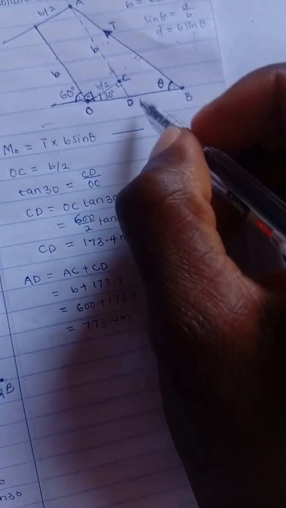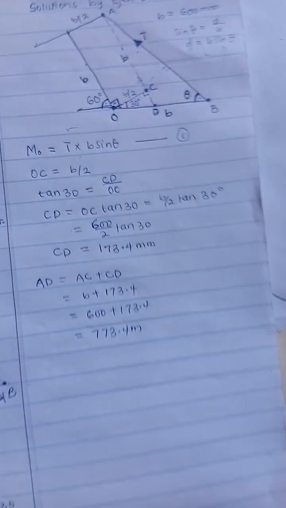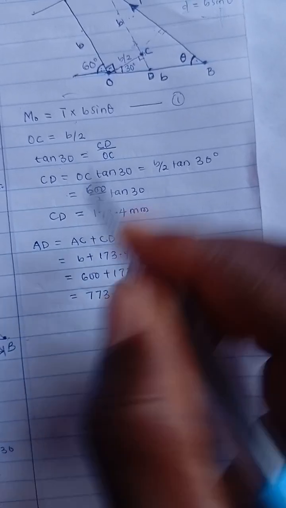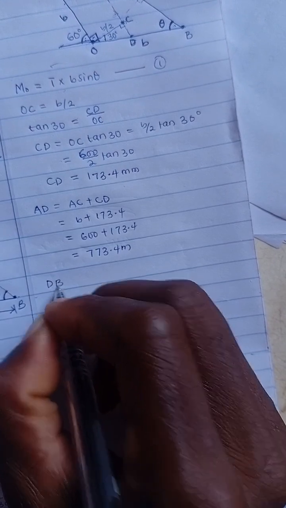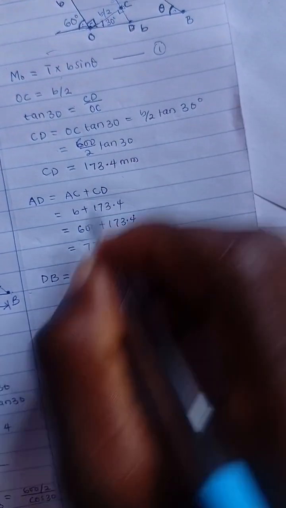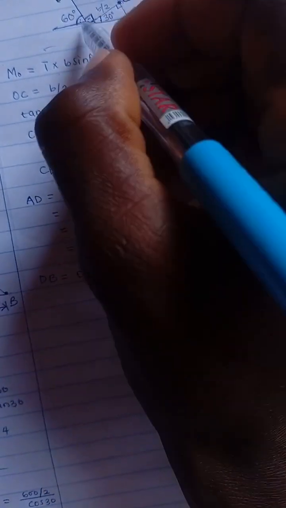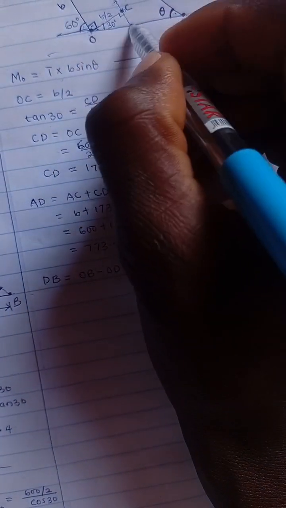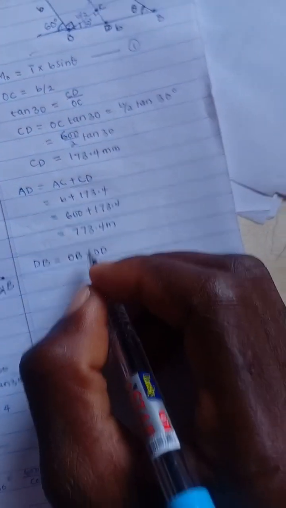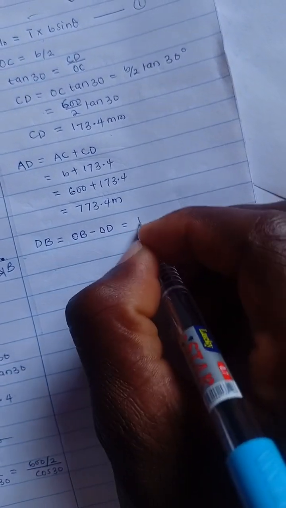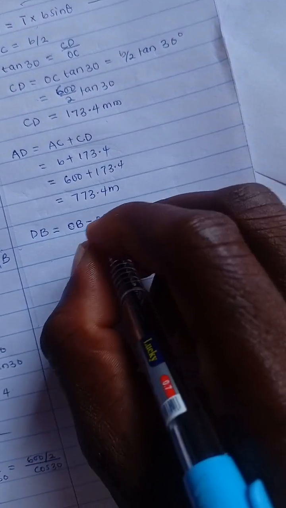And then if we know that, we'll also look for the distance DB. We know that DB from that diagram could be equal to OB minus OD. That is from here to here minus from here to here will give you from here to these points. That's DB. So do we have OB? OB is the distance B, from here to here, which is 600 mm, minus OD.